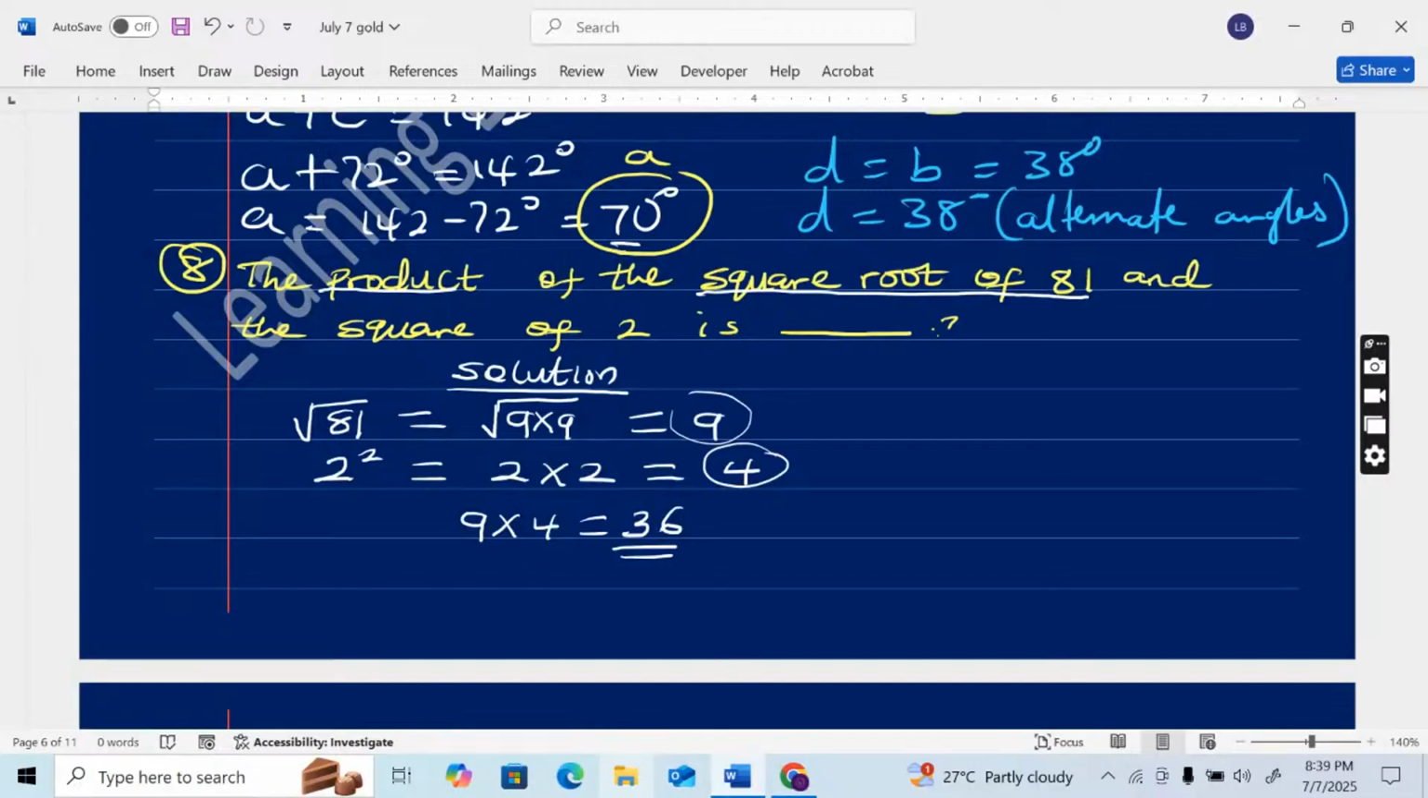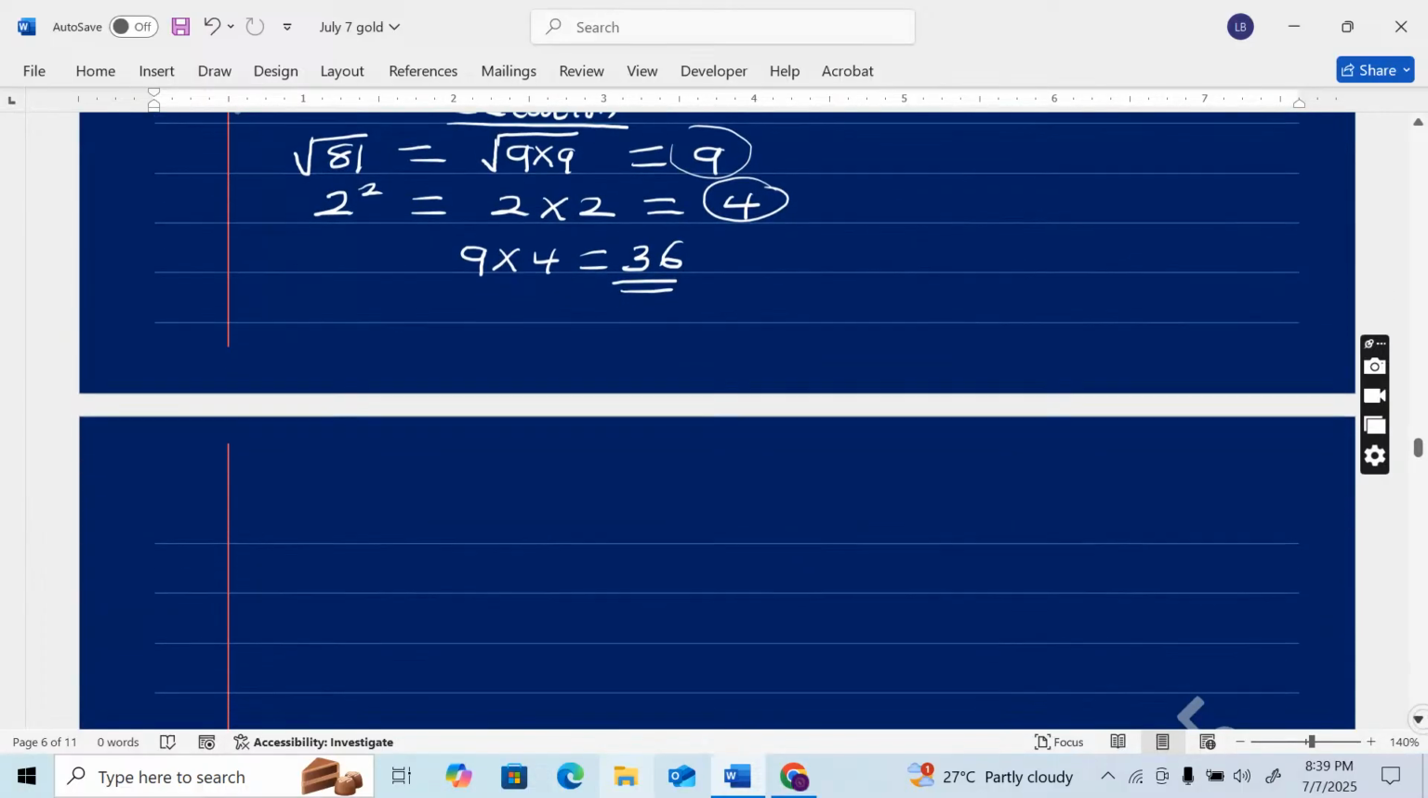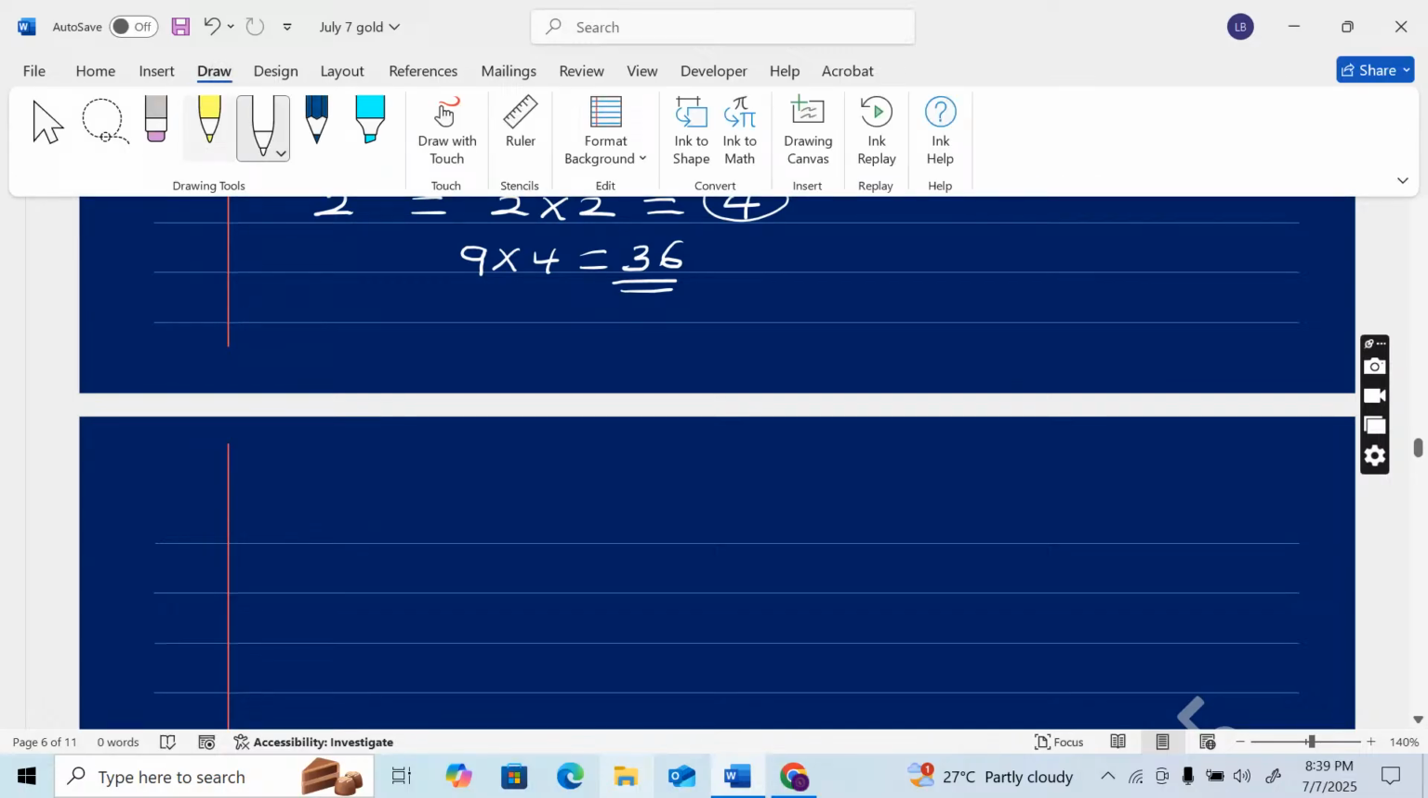So let's move on to the next question. We are moving on fast to the next question. This is a revision class. We're going to solve questions. So now let's move on to question number 9.